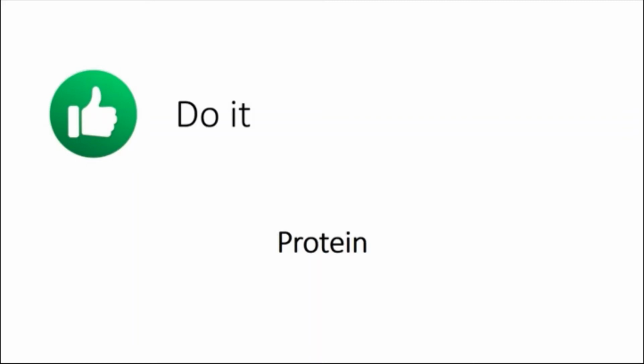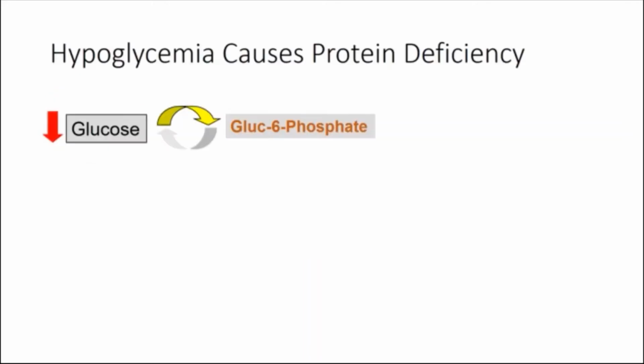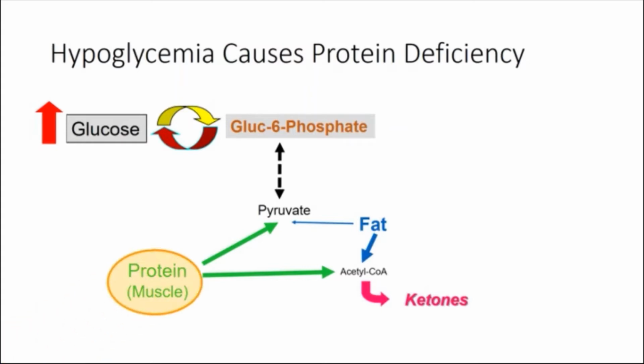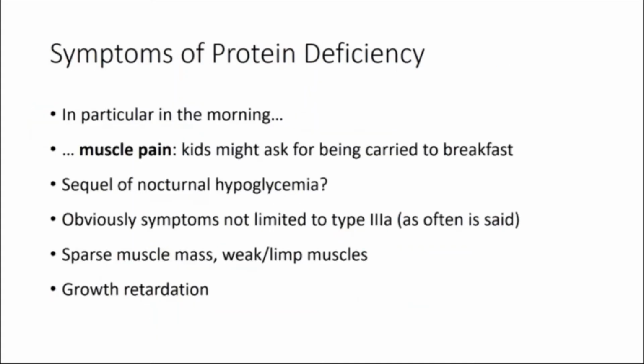Protein. Very good for all those with ketotic GSD. Why? Low blood sugars will cause protein deficiency. You remember, if your blood sugar is going low, the body will start to use the protein from the muscles to stabilize blood sugar. Okay, and then you have the ketones. But if you have too much, too often hypoglycemia, you'll feel it in your muscles. I often hear from the parents of children with ketotic GSDs that these kids might ask in the morning to be carried for breakfast. And if you ask them why, they say, oh, I have pain in my legs, I'm too weak. And I guess that's because they have to use their muscles during the night to keep their blood sugar stable.